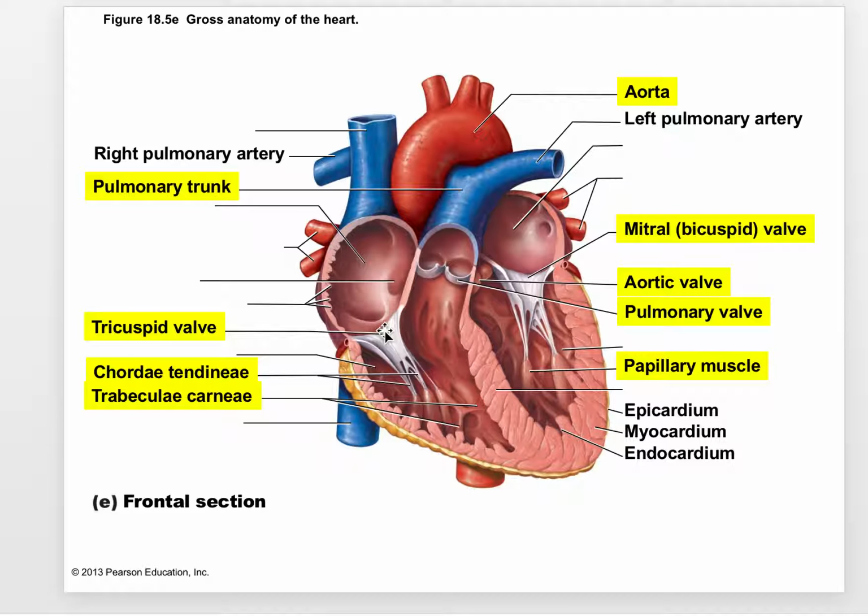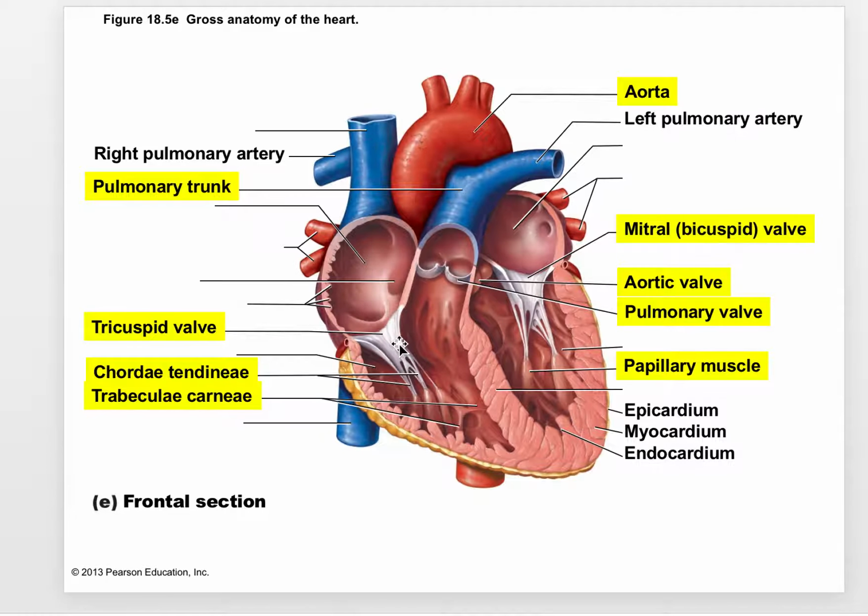tricuspid valve. And see, the tricuspid valve allows blood to flow from the atrium down to the ventricle. When the ventricle pumps, it's going to push blood out the pulmonary trunk, but if the valve wasn't here, it would push blood back up into the atrium. Well, we don't want it to do that. We don't want to fill the atrium with blood that's already been in the atrium.